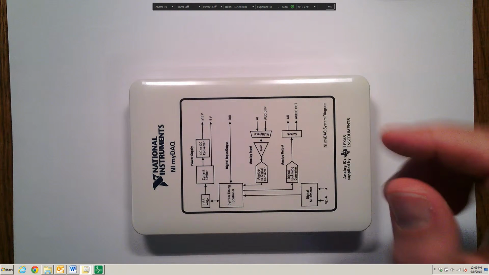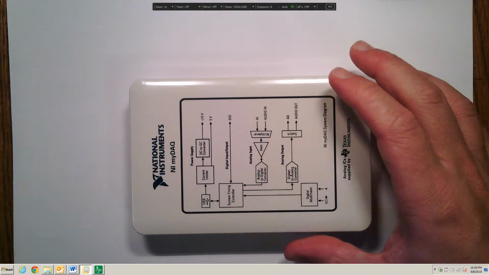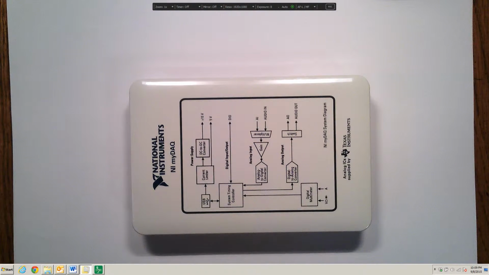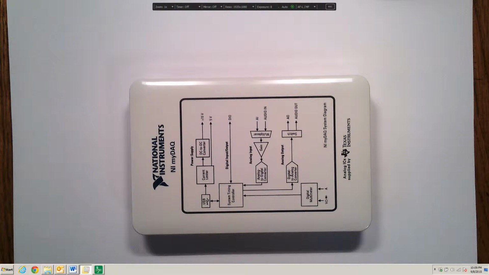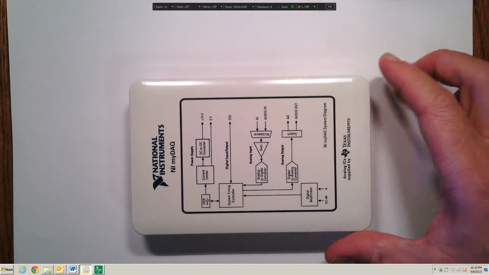This is the National Instruments MyDAQ device that we're going to be using in this course. Although it's small, it has a lot of useful features that can help us to mimic and emulate a lot of the things that we would normally have to do in the lab. I'm going to give you a quick run through of the different features and the connectivity that it has, as well as some of the software uses for the National Instruments MyDAQ system.